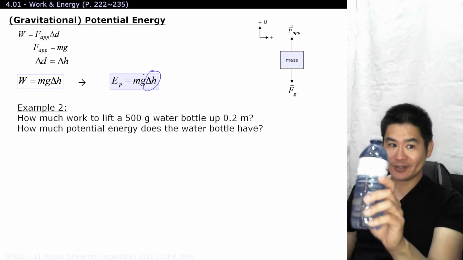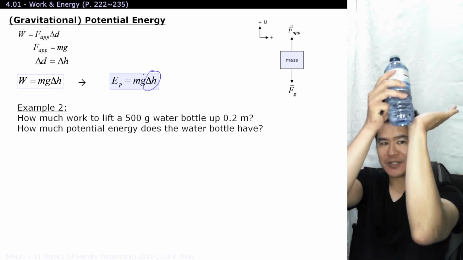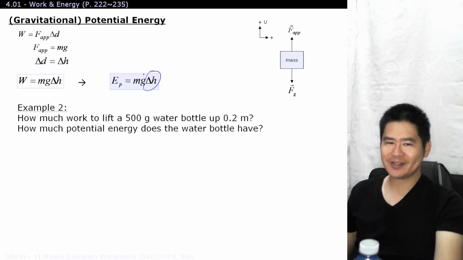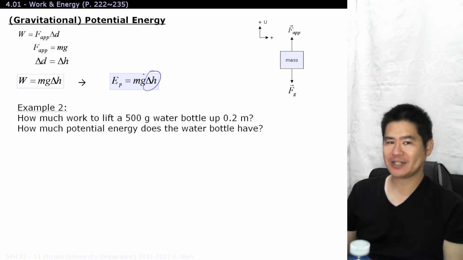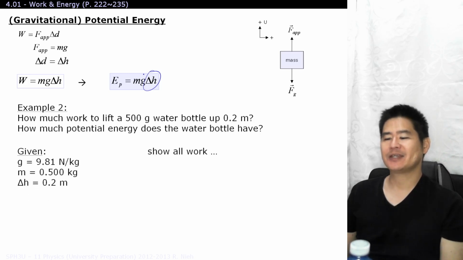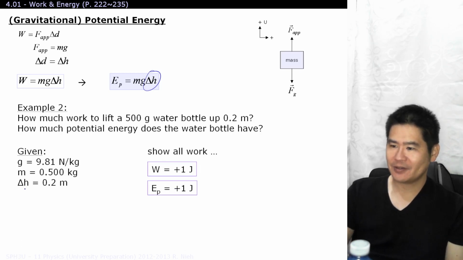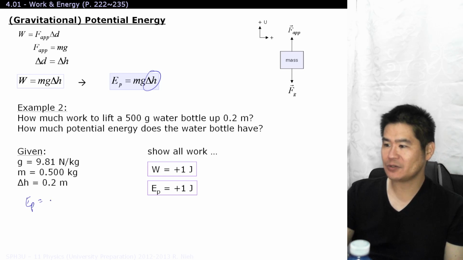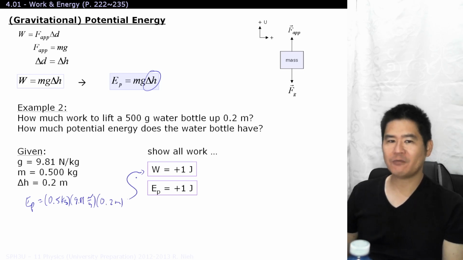So how much work does it take to lift this water bottle from here to right where the top of your wrist is? That's about 20 centimeters. Go ahead and calculate it out. Don't forget, mass needs to be measured in, excellent, kilograms. All right, so Ep is equal to mg delta h, or 0.5 kilograms times 9.81 newtons per kilogram times a height of 0.2 meters. And once you calculate it through, you'll get an answer of 1 joule.